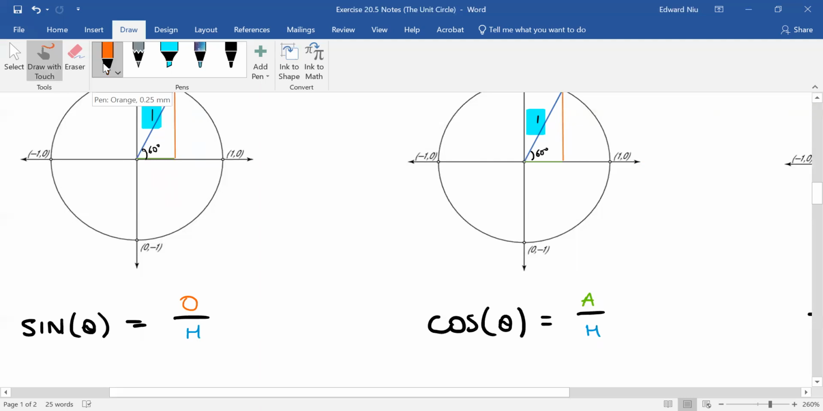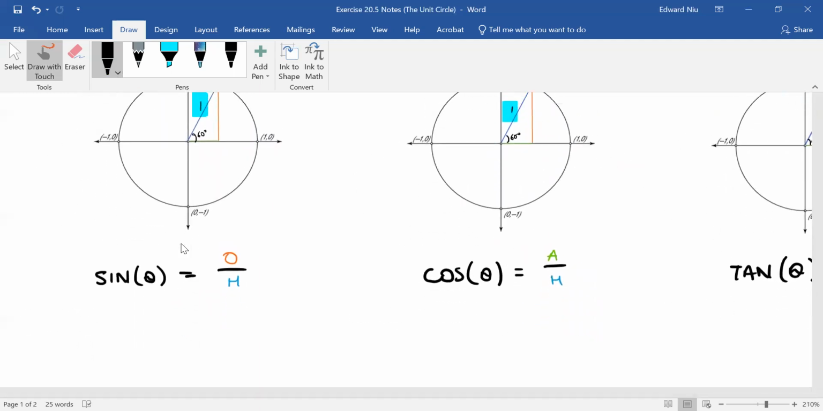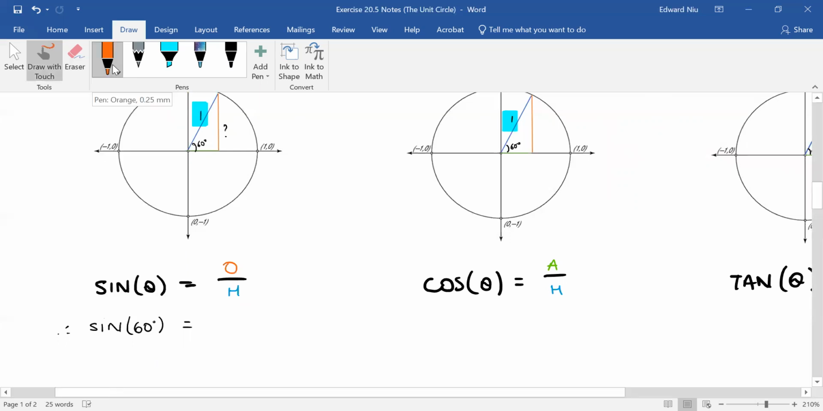Well, what we know is now theta is 60 degrees. So therefore, if we were to substitute some values in, sine 60 degrees is going to equal the opposite. We don't know what the opposite is. The opposite right now is a question mark. But if something's divided by 1, I'm sure you can figure it out pretty easily. So the opposite divided by the hypotenuse, which is 1.